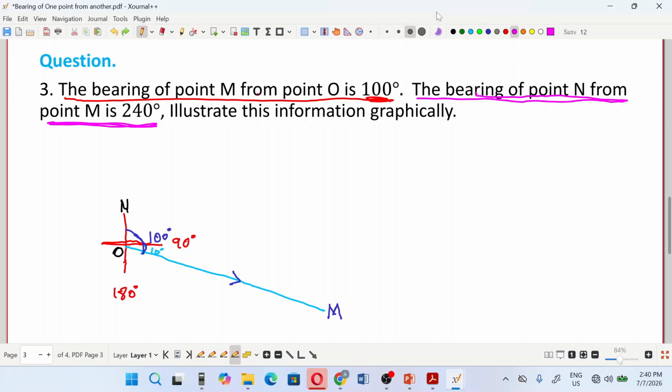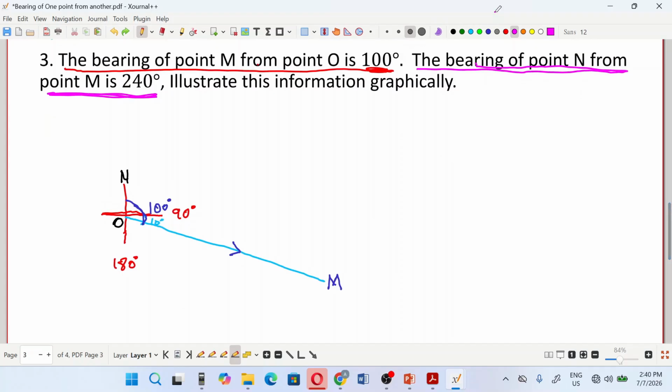Sorry, we want to look for N from M, meaning our new starting point is now M. So I'm going to start from here. It tells me my point of reference now is here. So I draw my Cartesian plane on M, right? And I know my north is here. This is my north. This is my 90 degrees. This is my 180 degrees. And this is my 270 degrees, right?